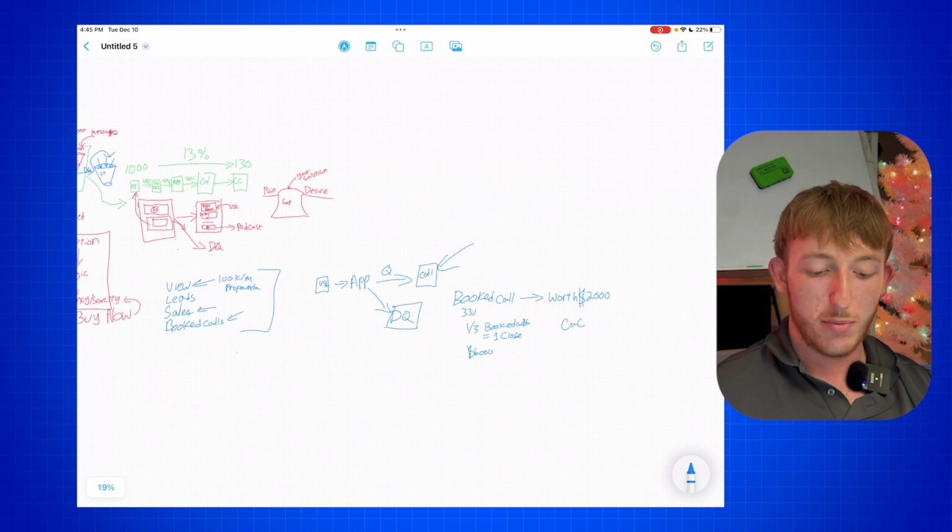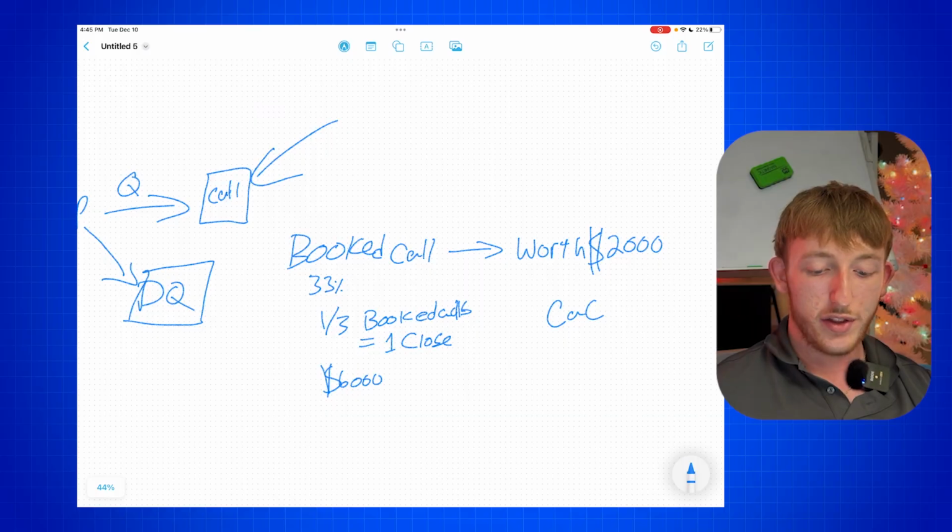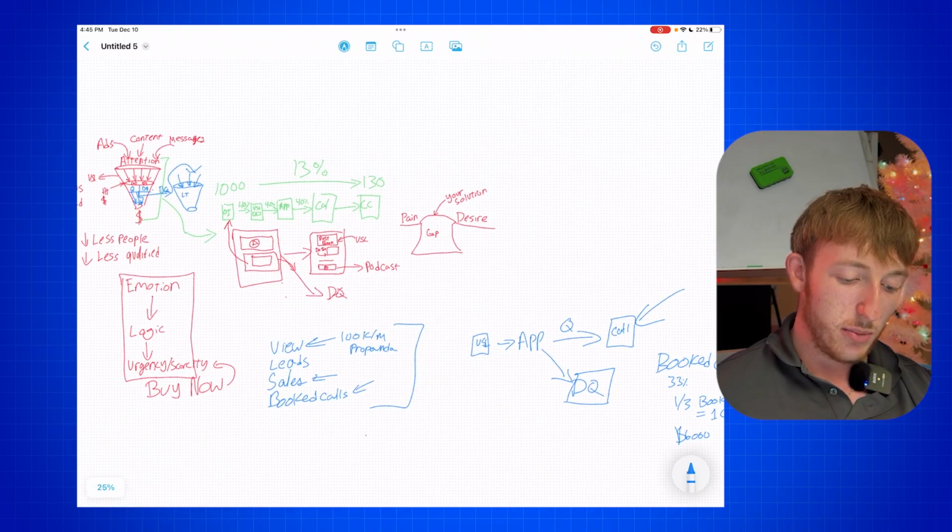So you need to be able to do the math. This right here is all just math. It's not some random thing that I made up. Do the math, right? You need to know your cost per lead. You need to know your cost per booked call. You need to know your cost to acquire a customer. You need to know what this booked call is worth, and then also what is the cost per booked call, right? Because if you don't know that, then you're not actually going to be able to do the math and see if it works.